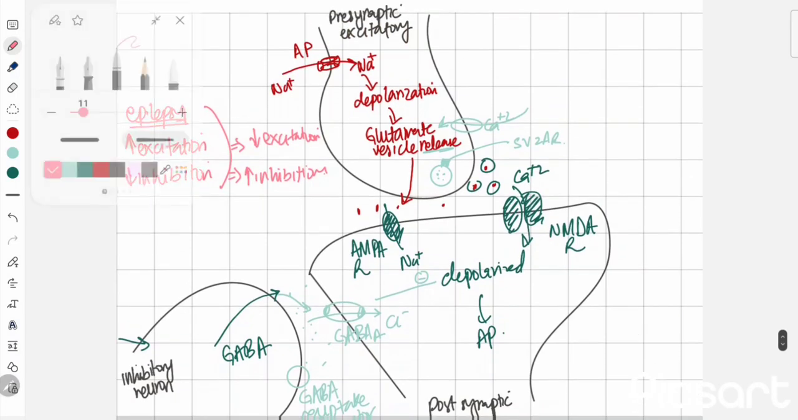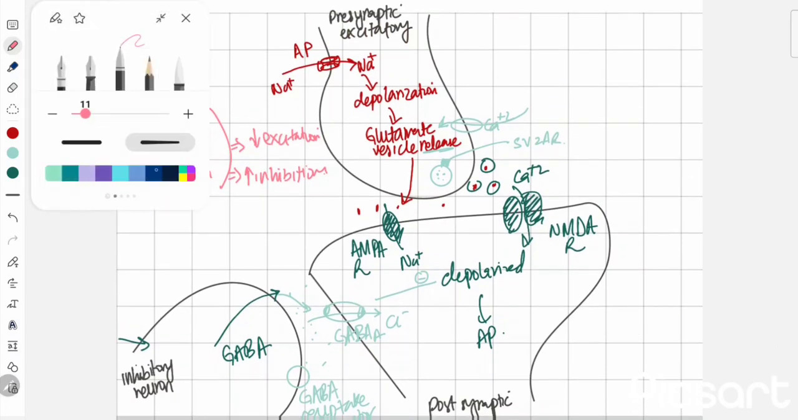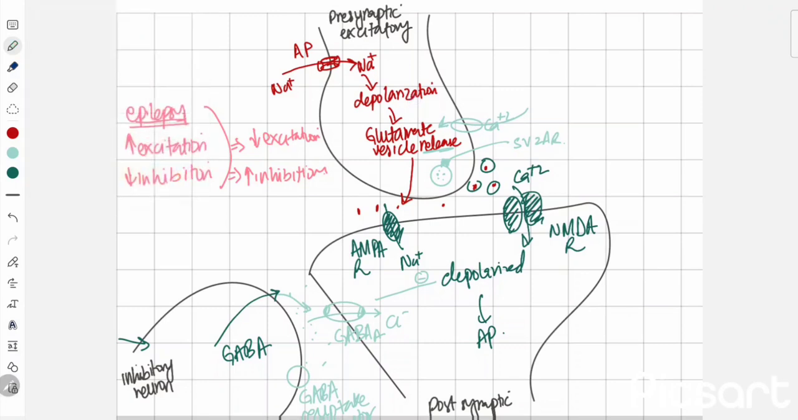In this diagram, I'm going to change color, make it a pretty green color. How can we first decrease excitation? We can decrease excitation if this action potential really doesn't come, right? How do we make it stop? We are just going to inhibit this sodium channel. Okay, we can do that.